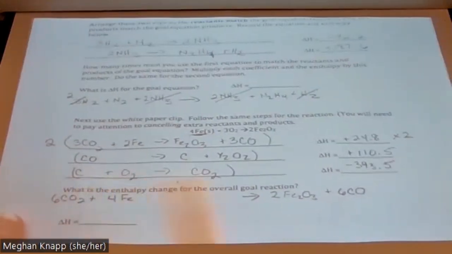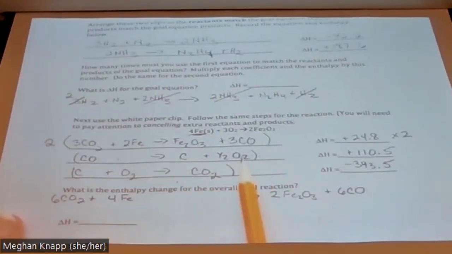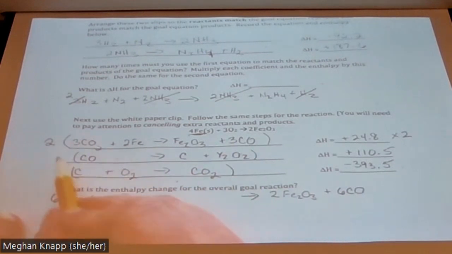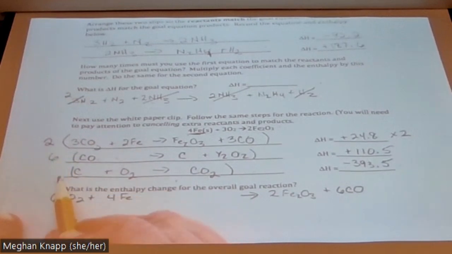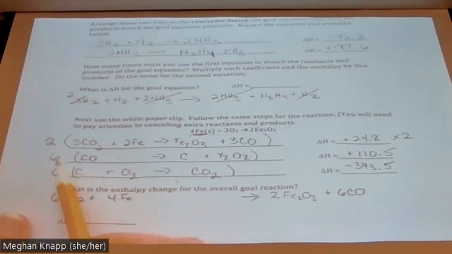So what do I have to multiply this second equation by in order for my carbon monoxides to cancel? 6. 6. And what about the last one? 6. Also 6.